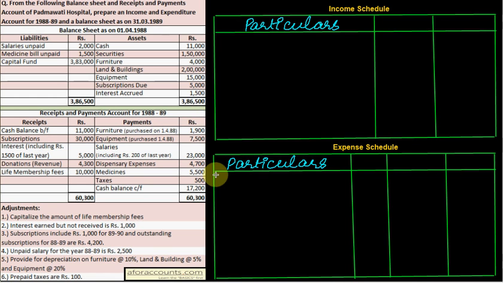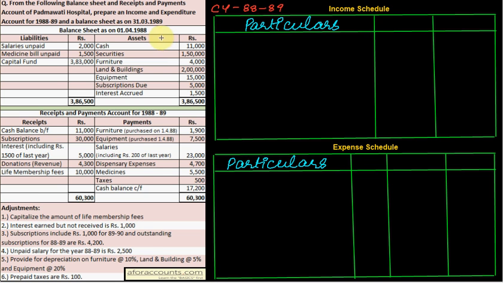Next question on not-for-profit organization. From the following balance sheet and receipts and payments account of Padmavati Hospital, prepare an income and expenditure account for year 88-89 and a balance sheet on 31-3-89. So your current year, note here, is 88-89.